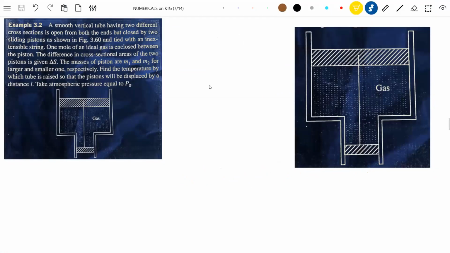Where is the gas? This part is gas here. I think I can't show. Are you seeing this? This part is the gas and the piston. We do have upper piston and lower piston.